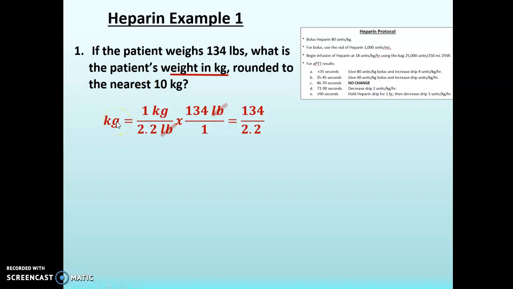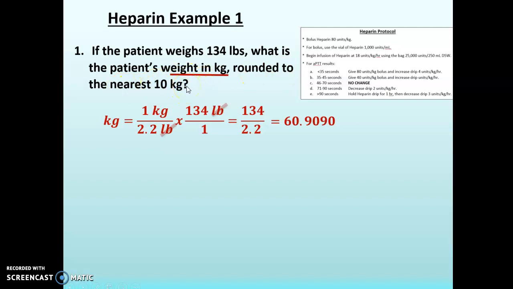Remember the conversion from way back in chapter 2? 1 kilogram is equal to 2.2 pounds, okay? And our patient weighs 134 pounds. So we're going to stack the 134 on top so that our pounds can cancel. So that's going to put us 134 divided by 2.2, which gives us 60.9090909090.